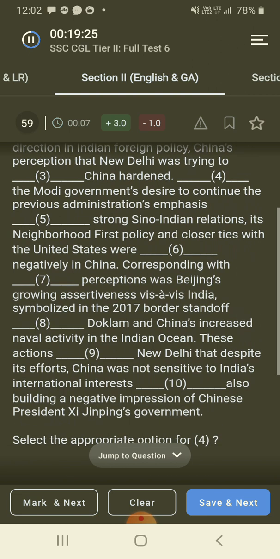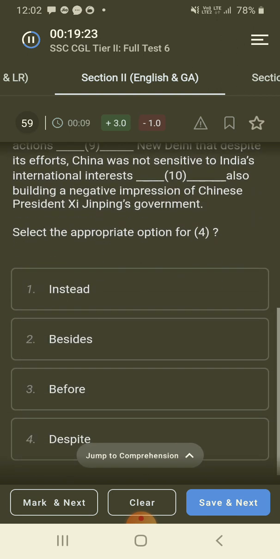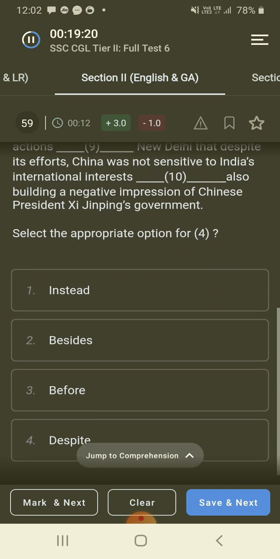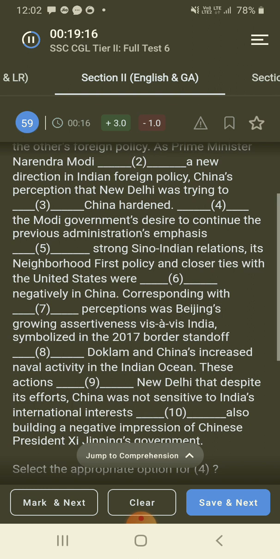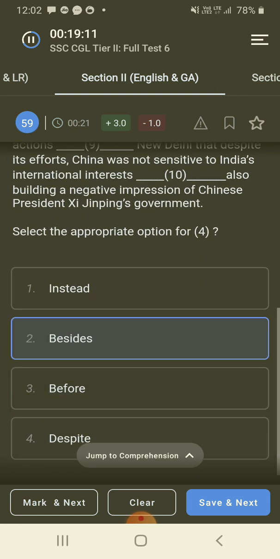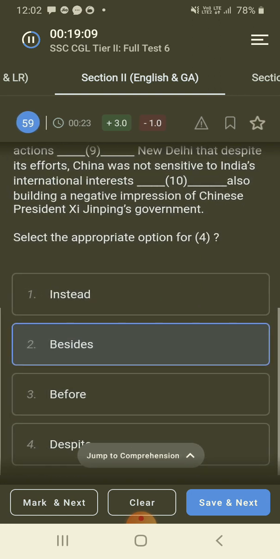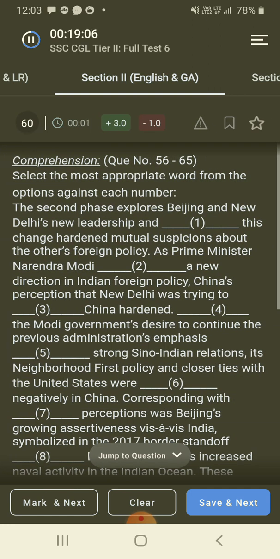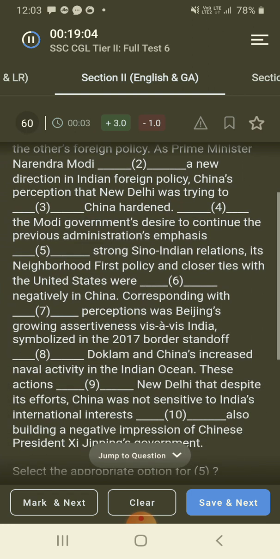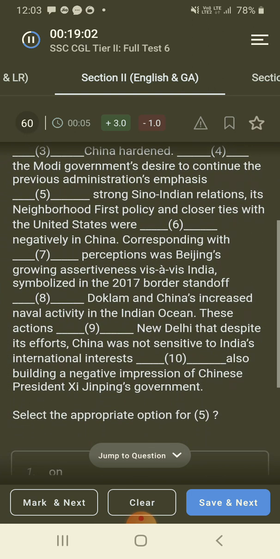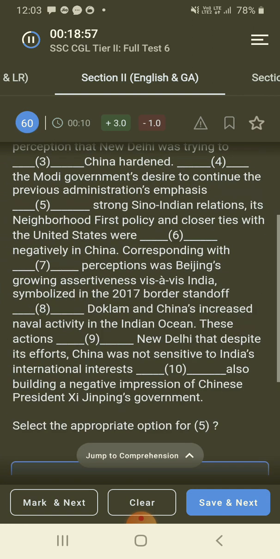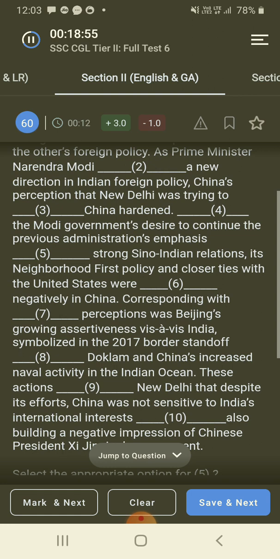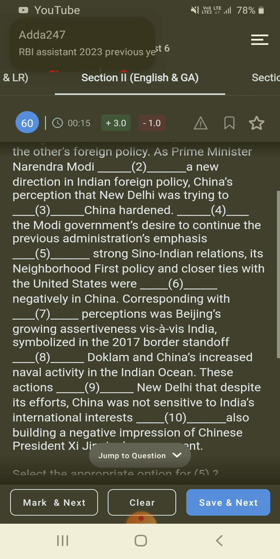Besides, the Modi government decided to continue the previous administration's emphasis on strong Sino-India relations.